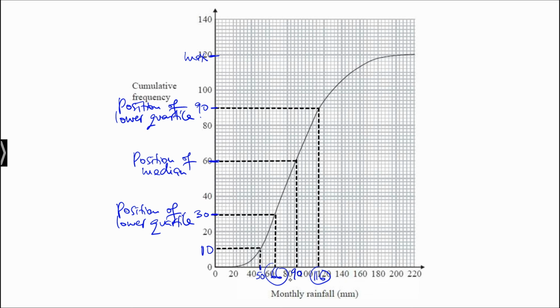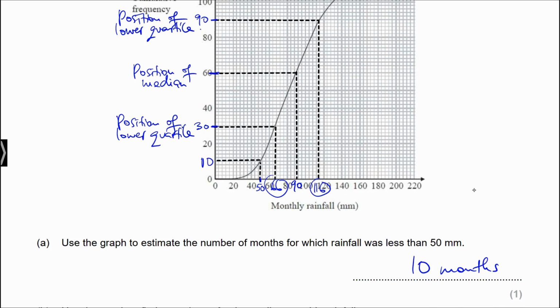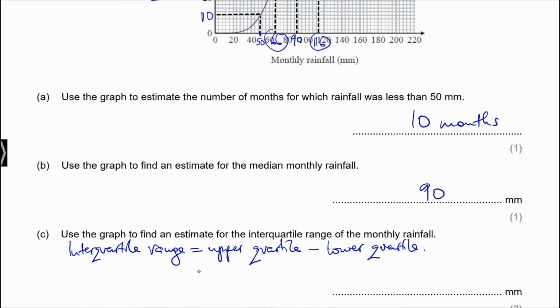All right, so those two values are the upper quartile and lower quartile. So the upper quartile is 116, the lower quartile is 66, and that difference is about 50. So approximately 50, that's the interquartile range.